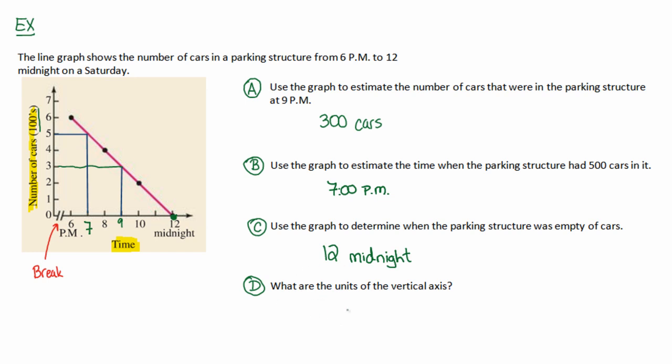But the hardest part for most students is this last little bit. What are the units of the vertical axis? The vertical axis is the one going up and down, and the units are hundreds of cars. By the way, the units for the horizontal axis are the number of hours that have passed. So that's how you do a problem like this. Now there's quite a few more questions we can ask, and I might do that in a different video.